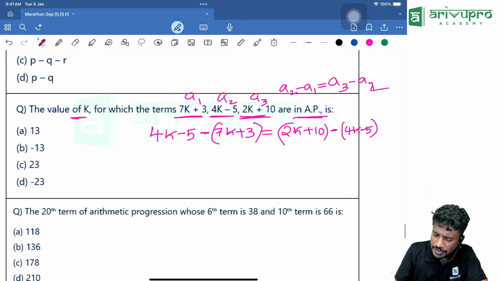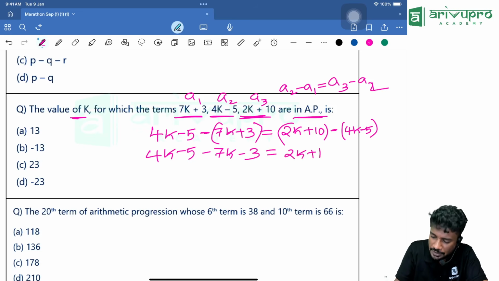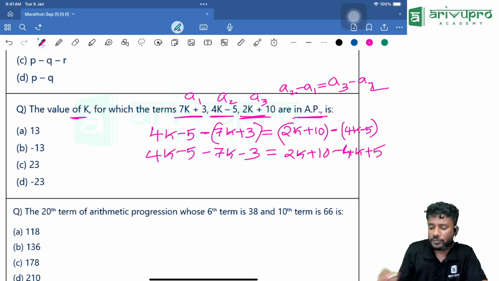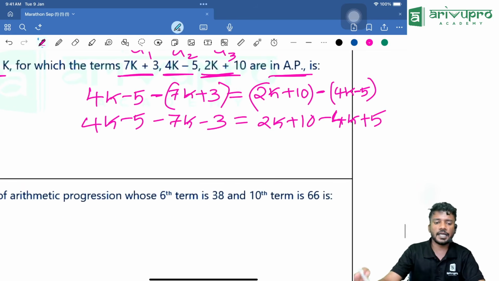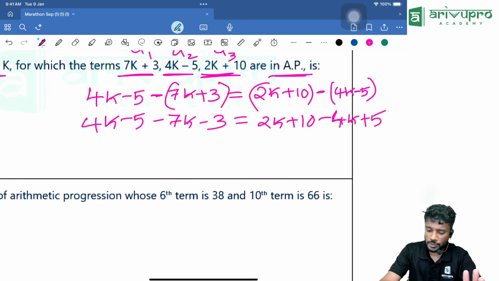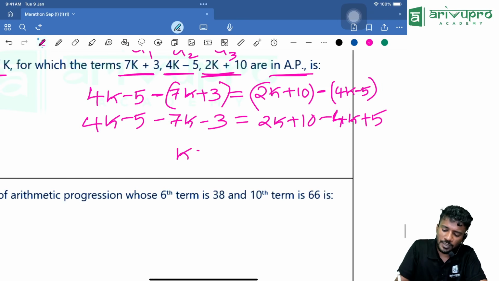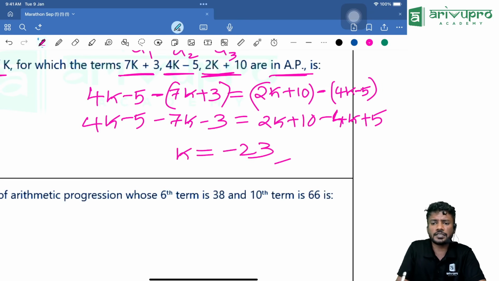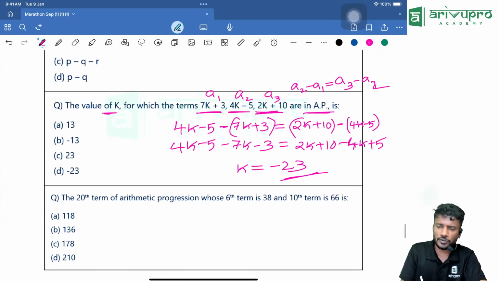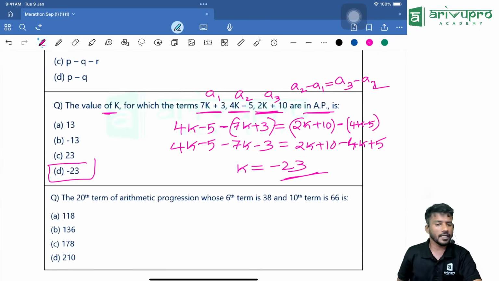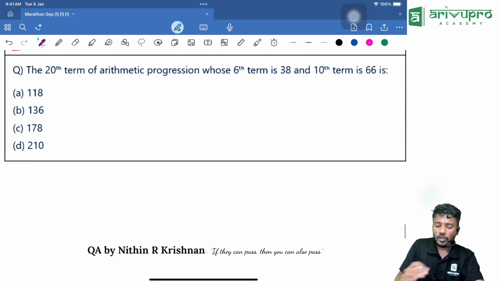4k minus 5, minus of 7k is how much now? Minus 7k. Minus of 3 is how much? Minus 3. Which is equal to 2k plus 10 minus 4k plus 5, right? Plus 5. Now, open the bracket and give me the answer. K is equal to how much? Just rearrange, you will get minus 23. Everyone got it as minus 23 or is it plus 23? Minus 23.